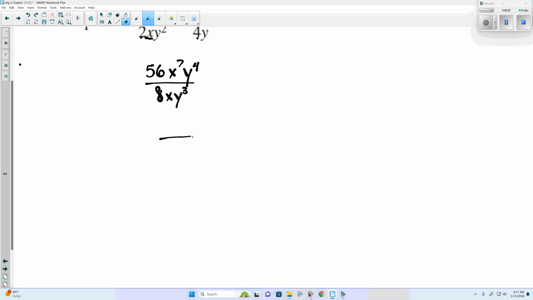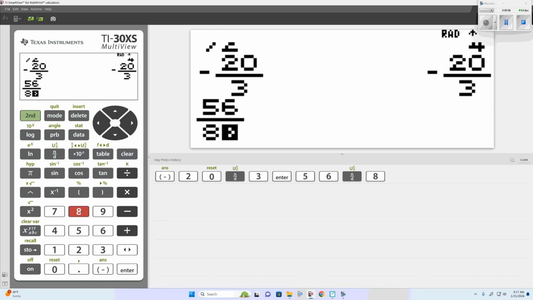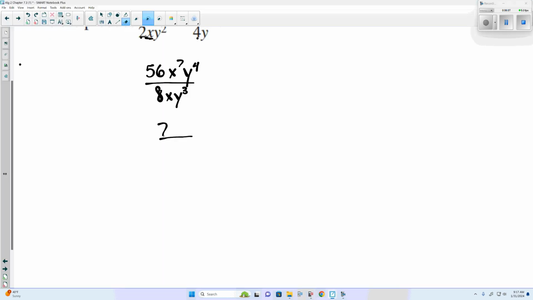Now the first thing we can simplify is our 56 over 8. They would both be divided by 8, because 56 divided by 8 is 7. It reduces to 7 over 1. So we can put the 7 on top. We don't necessarily have to put the 1 in the numerator, especially if there's another variable or term there, or if it just becomes 1.